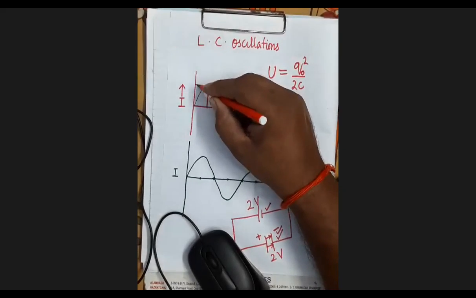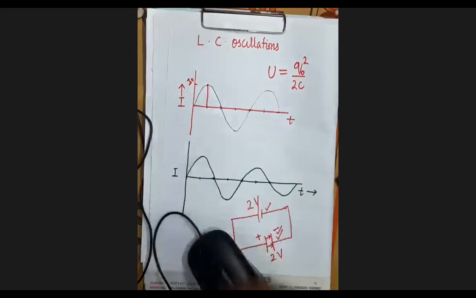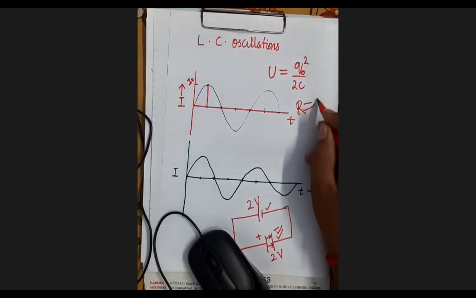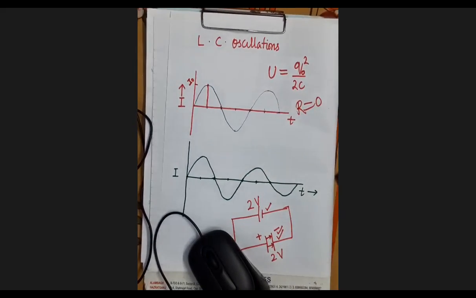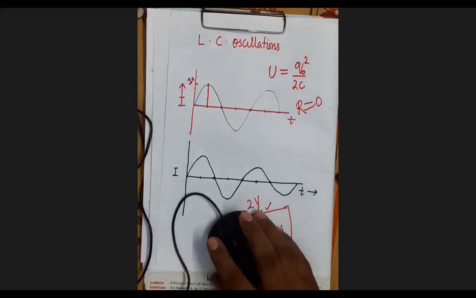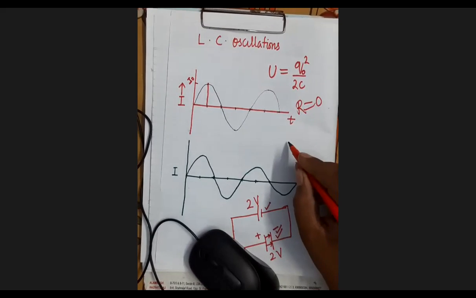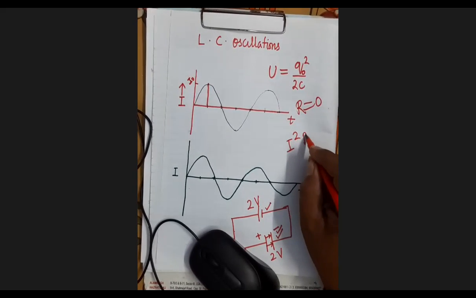Magnitude of current will remain the same. It will not decrease. And why will it not decrease? Because resistance is zero. But as you know, that is not possible; resistance will not be zero. Resistance can never be zero in the case of a coil. So what will happen? There will be a continuous loss of energy.